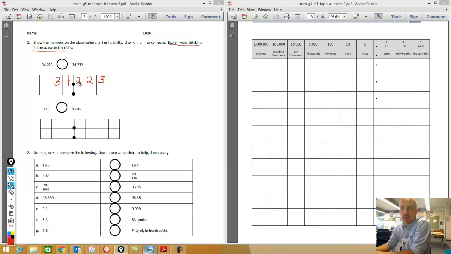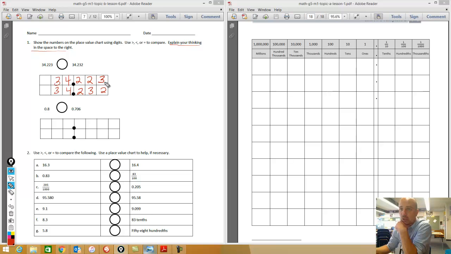So 34 and 223 thousandths, or 34 and 232 thousandths. And then we're going to go and just compare each column, starting on the left to see which one's bigger. If we start on the right, you don't really get a sense of the number. You're not getting a sense of how big the number can actually be.